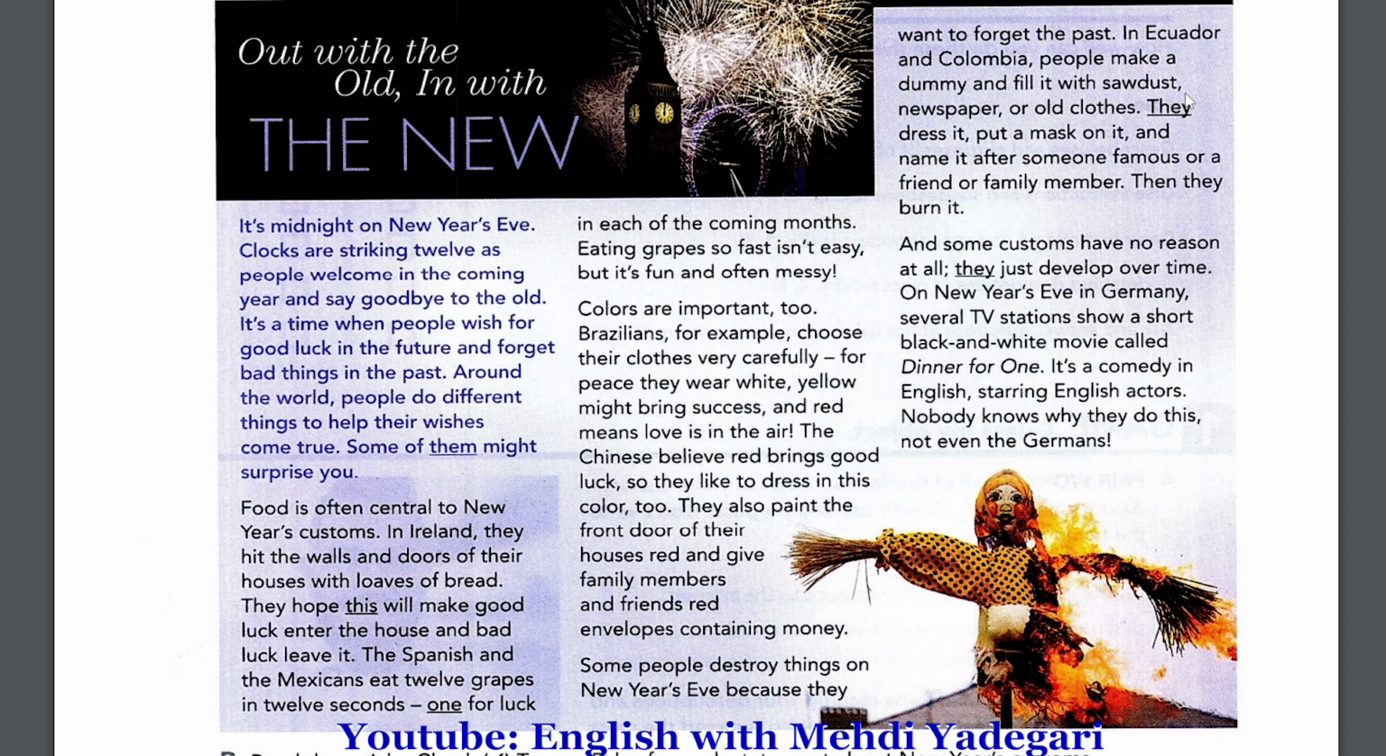Sawdust, newspaper, or old clothes. They dress it, put a mask on it, and name it after someone famous or a friend or family member.